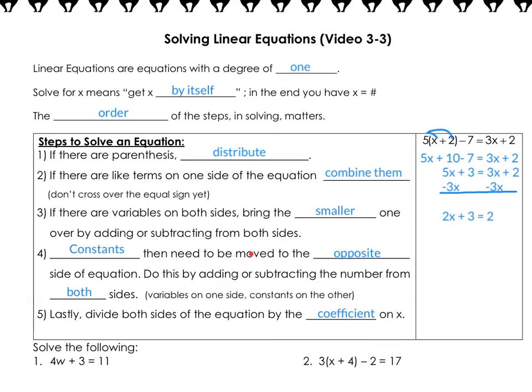Now the constants need to move to the other side, so x's are on the left. I need to move this 3 to the other side, so I'm going to do the opposite, which is since it's plus 3, subtract 3. And when we do that, we get 2x equals negative 1. And then lastly, I need to divide both sides of the equation by the coefficient on x, which is a 2 here, so I'm going to divide by 2. 2 divided by 2 cancels because it's 1, and 1x is just implied if I write x equals. So my answer is x equals negative 1/2 for that one.